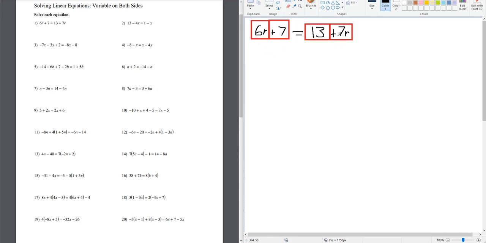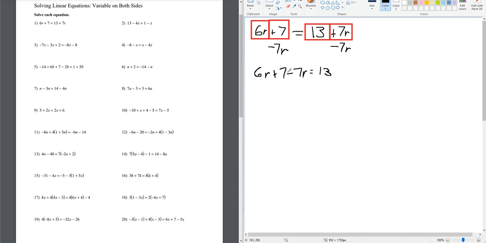So again, to move plus 7r to the other side, I have to do the opposite of what I was originally doing. So if originally I was adding 7r, I'm now going to be minusing 7r from both sides. So now I have 6r plus 7 minus 7r is equal to 13, because I moved that 7r term to the other side.